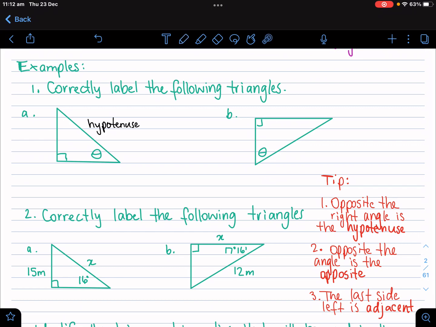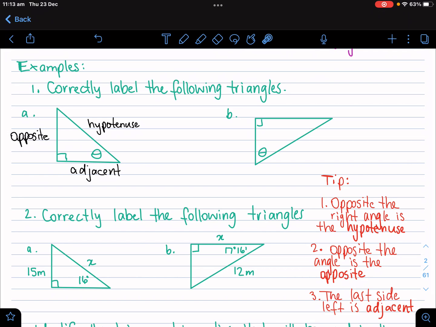Step 2, opposite the angle is the opposite side. So the angle is there. We know it with the theta symbol, which looks like a Pokemon ball. Opposite this is the opposite side. So this is opposite. And the last side left, we call that adjacent. So let's go through that step again with 1a. Opposite the right angle is always hypotenuse. Opposite the angle, or unknown angle theta, is the opposite side. And the third side that's left on the triangle is called the adjacent.